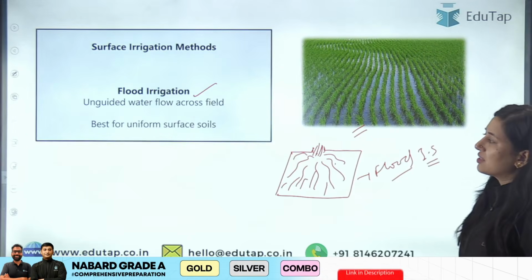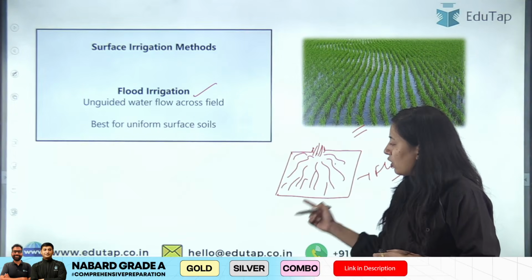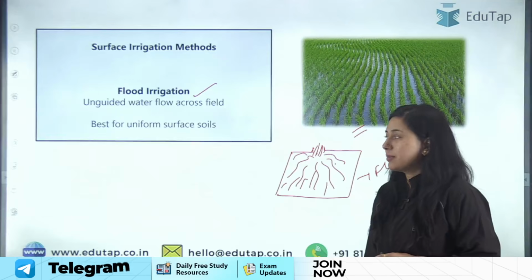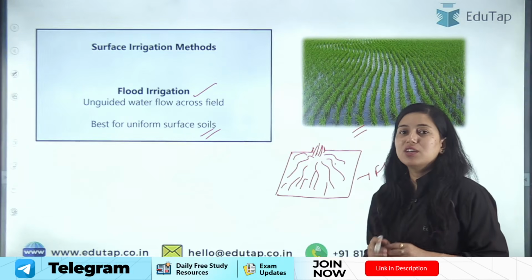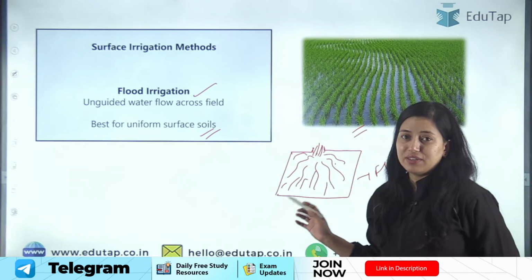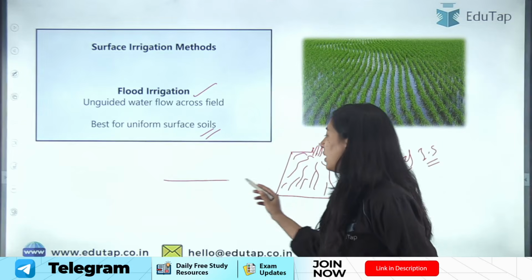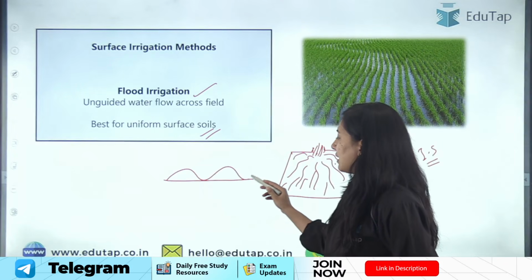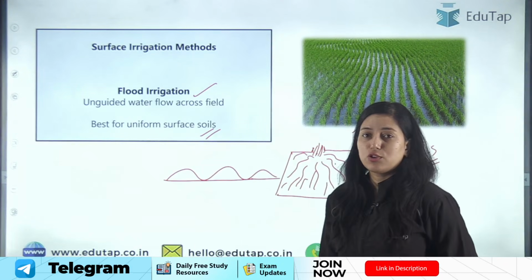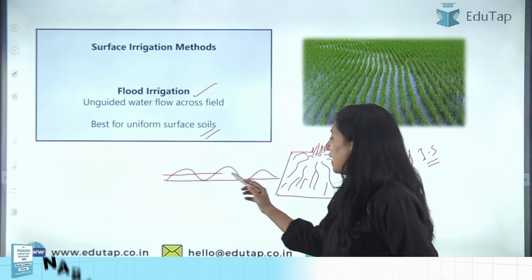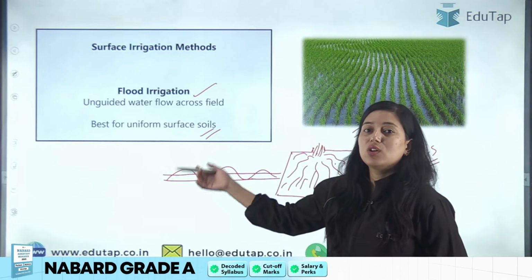Okay, that is the flood irrigation system. Now in order to do this flood irrigation system, it's very important that we have a uniform soil. Our soil is leveled. See, if we do not have leveled soil, if our soil is unleveled, like say this is the structure of soil, what will happen?